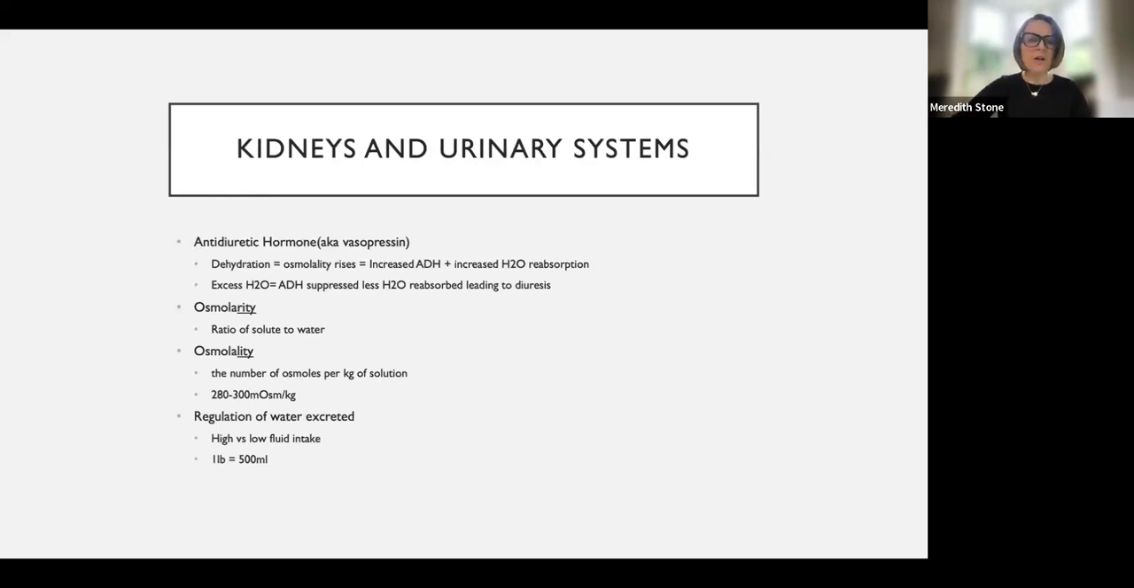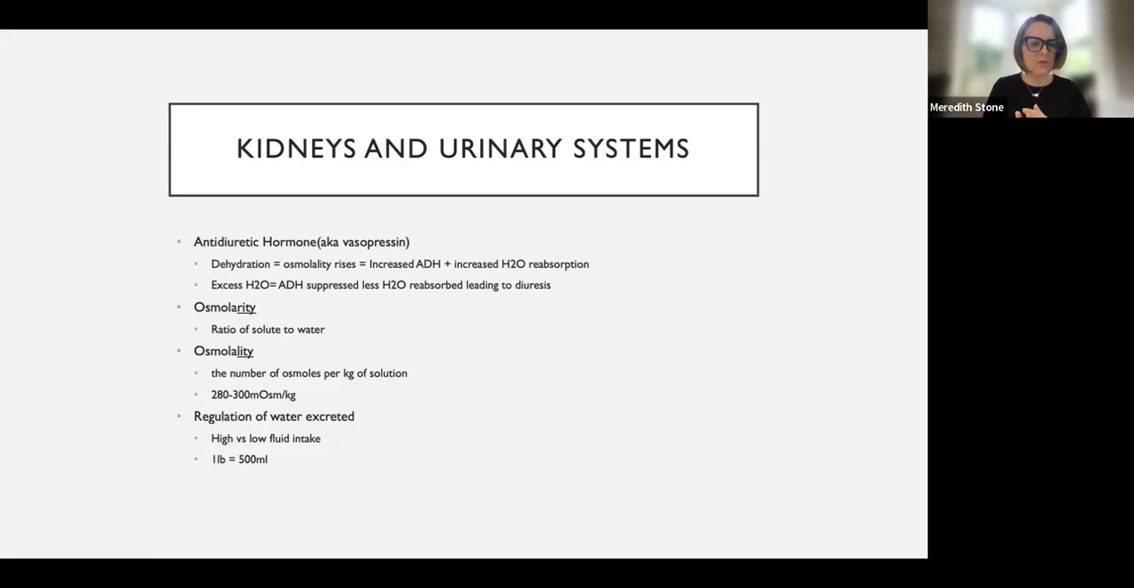All right, so moving on and talking about some of the technical stuff with the kidneys and the urinary system. All right, so we sometimes call it vasopressin, or you might know it as antidiuretic hormone. And so this is, again, something that the kidneys are responsible for. Let me go on to osmolarity and osmolality first, because it's in the description of ADH. Osmolarity is just how much solute to water there is, okay? And osmolality is the number of osmoles, okay? So how much solute per kilogram of solution, right?